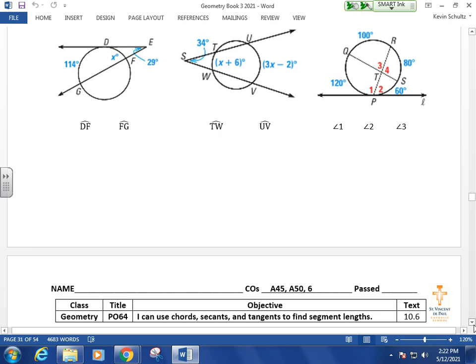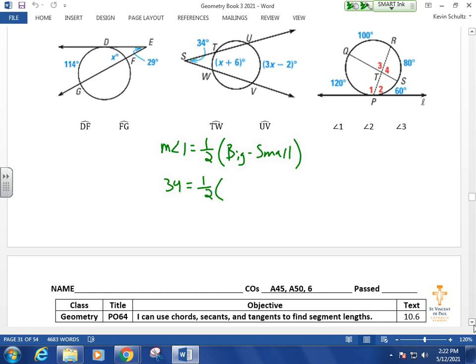So this is a good algebraic one here. It's a secant situation, which is the same formula as the one we just did, tangent. The measure of angle 1 is equal to 1/2 the difference of the big minus the small. Sometimes it's helpful to write the formula first and then plug in what we know. We know the measure of angle 1, actually. It's 34 degrees. That's given to us. So 34 equals half the difference of the big minus the small.